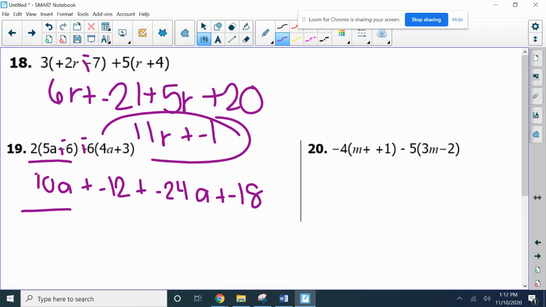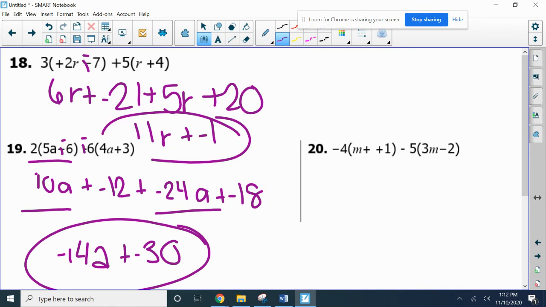So now I have a positive 10a and a negative 24a. We're going to subtract and keep the bigger sign. So we're going to have 14a, and because 24 is bigger, it's going to be negative 14a. And then I have negative 12 and negative 18. Because they're both negative, we'd add them together and make a bigger negative. So 12 plus 18 is 30. So plus negative 30. Awesome. So let's go ahead and do 20.